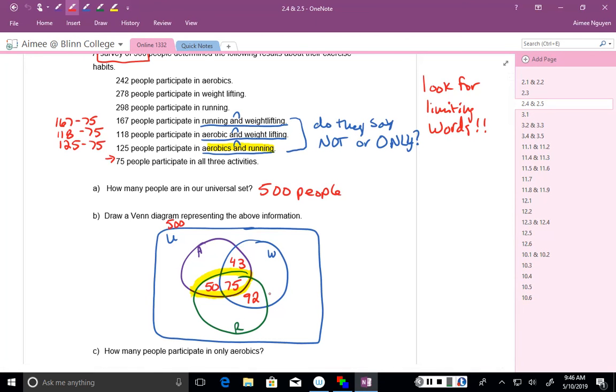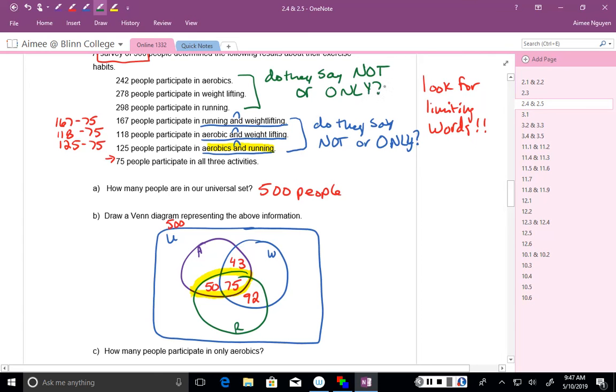So similar to that is the next portion, because in these, I'm talking about people that do aerobics, that weightlift, or that run. It does not say they don't do anything else, right? So again, I'm looking for, do they say not or only? They don't. So this is all of the people that do aerobics, all of the people that do weightlifting, and all of the people that run, right?